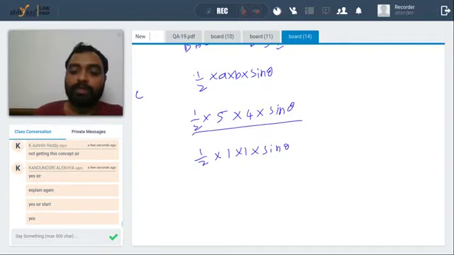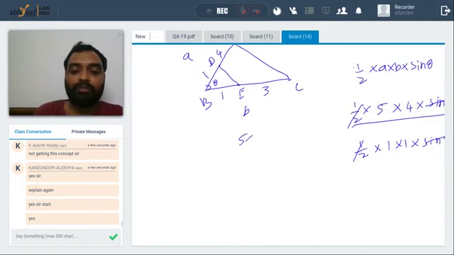So I'll take the ratio between them. Sine theta cancels because both are the same, and half cancels. So it's enough for me to know that 5 into 4 by 1 is equal to 20 parts by 1. Understood? That means the area of the bigger triangle is 20 parts and this will be one part. Clear? That's the whole concept.